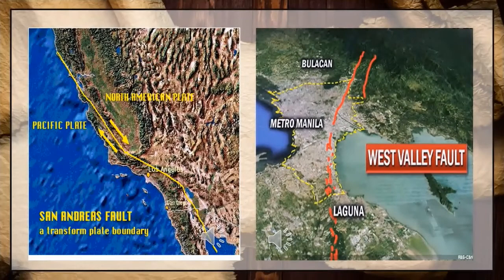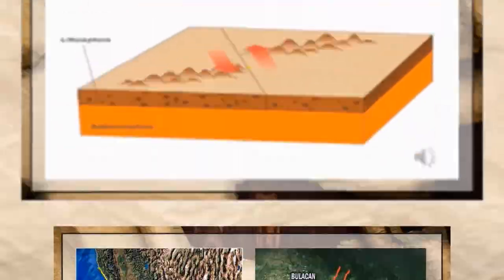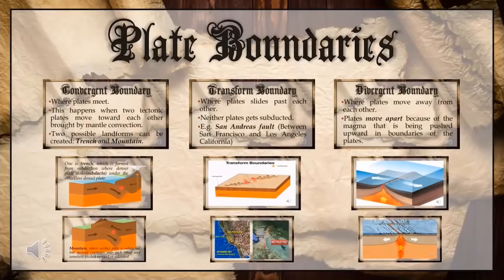A perfect example of a transform boundary is the San Andreas Fault, which is located between San Francisco and Los Angeles, California. Another example is the West Valley Fault, which is located here in the Philippines. Okay, so those are the different types of plate boundaries: the convergent, divergent, and transform boundary.